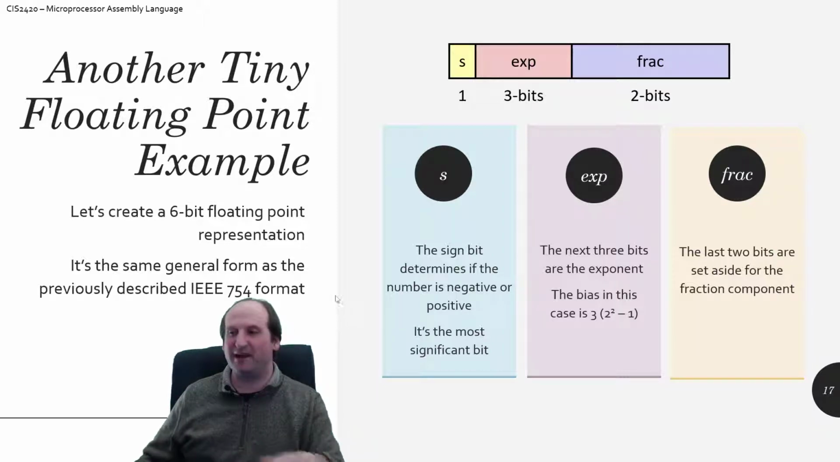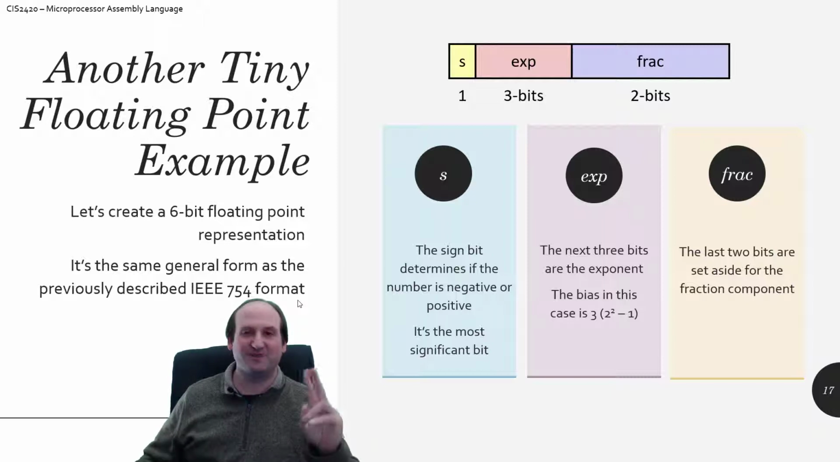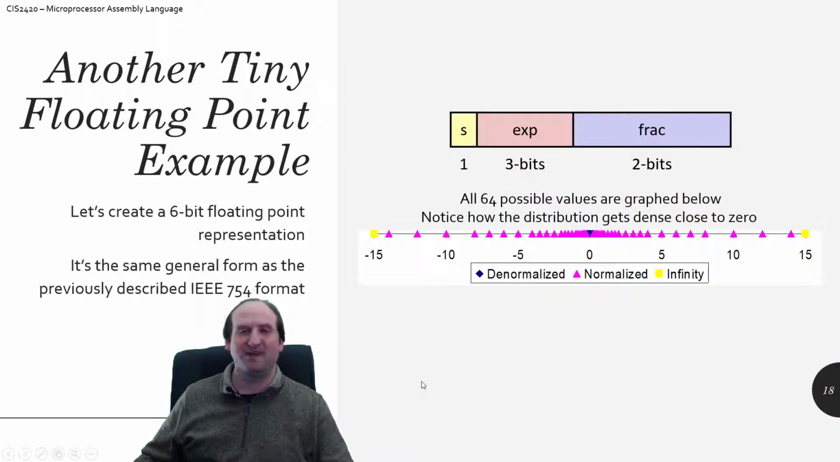So same rules apply. The bias, in this case, would be 3, since it'd be 2 squared minus 1. But all the other rules apply. We have 2 bits for fractional components, and we're not worried about exact values here. I just wanted to show you basically how those 64 numbers are spread out.